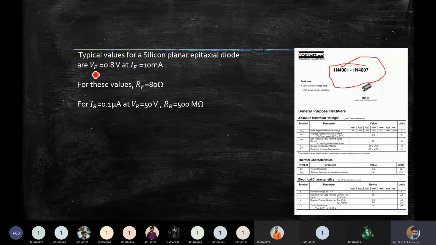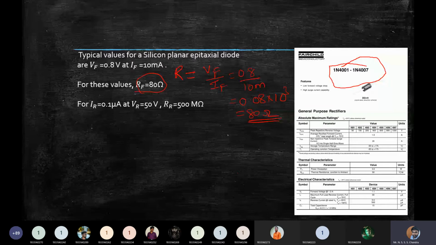For this, it is given that VF is equal to 0.8 volts and IF is equal to 10 milliamps. So what will be your R value? Capital R will be equal to VF by IF, that is 0.8 by 10 milli. So it becomes 0.08 into 10 power 3, that is around 80 ohms. That's what you are getting. RF is equal to 80 ohms.